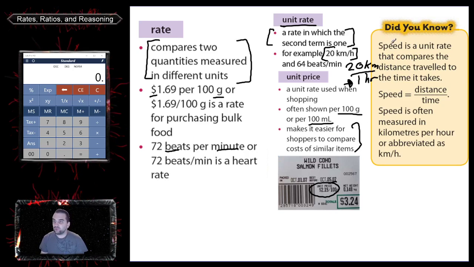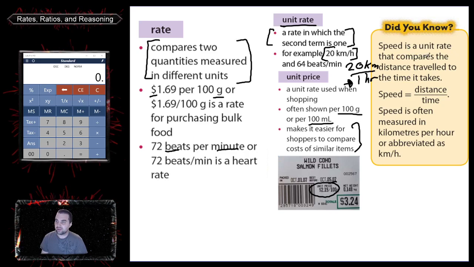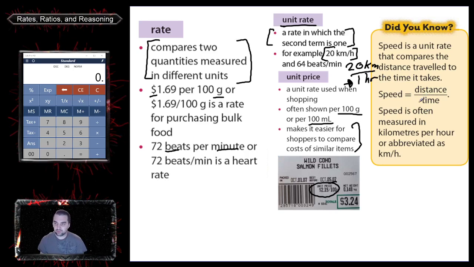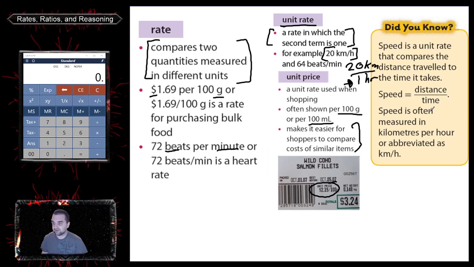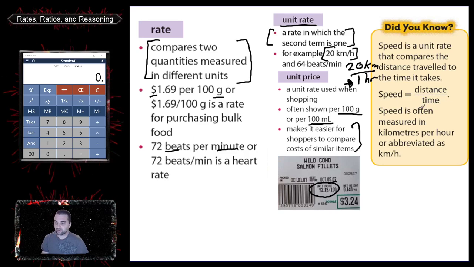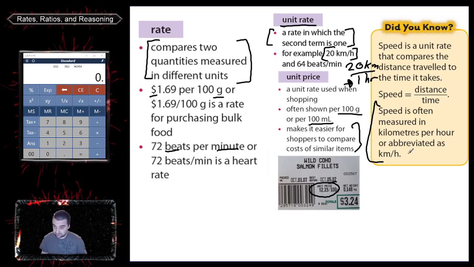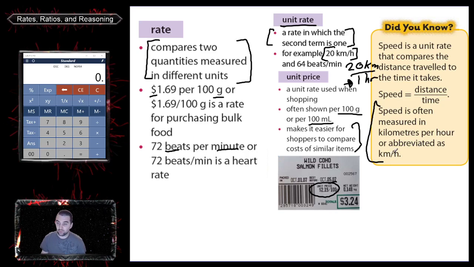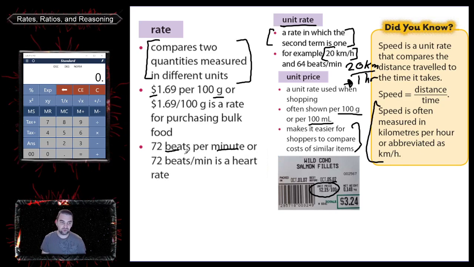Over here, did you know? Speed is a unit rate. That compares the distance traveled to the time it takes to travel. So distance over time. When you go into high school, you're going to be dealing with that a lot in science classes. Distance over time, and math later too. So speed is often measured in kilometers per hour or km over h.